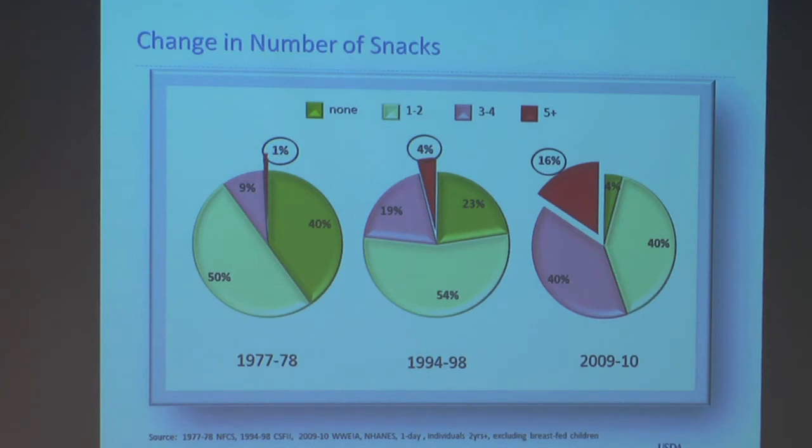In the late 70s, most people were having no snacks or no more than 1 to 2 snacks per day. We were eating 3 basic meals: breakfast, lunch, and dinner. But today, from the 09-10 data, you can see the majority of Americans are having at least 3 to more than 5 snacks per day. So we've become a country that eats frequently throughout the day.